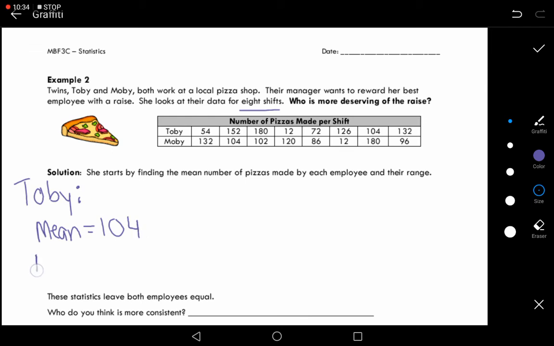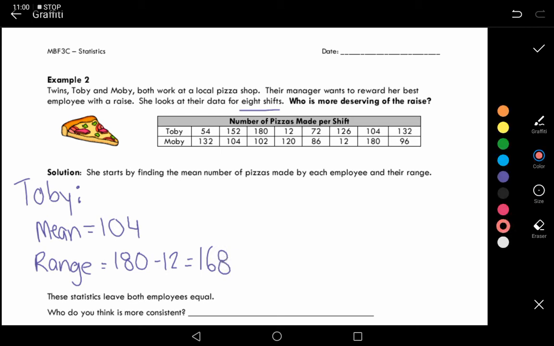Okay? In order to find the range, which we just learned on the last page, we need to take the highest, subtract the lowest. So the highest number of pizzas that Toby made was 180, and the lowest amount was 12. So we do 180 minus 12, and we get the range is 168. Okay, so that's for Toby.